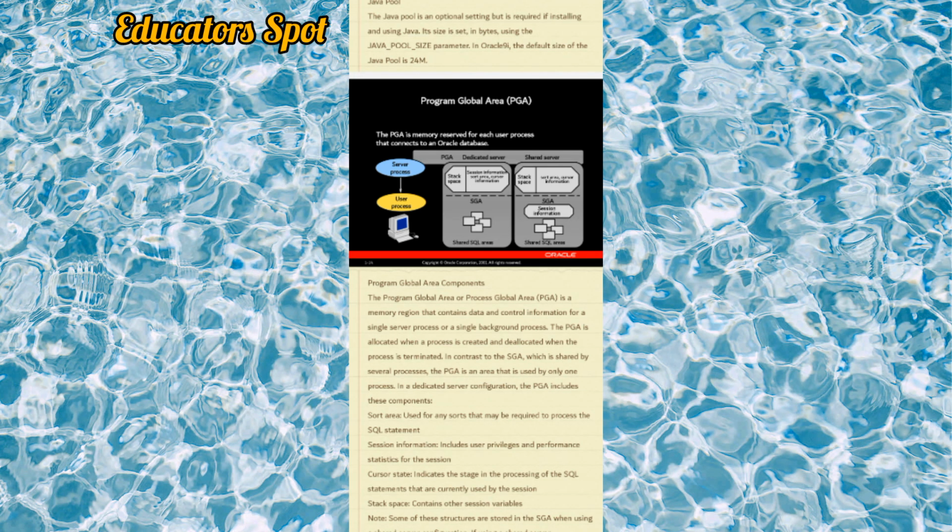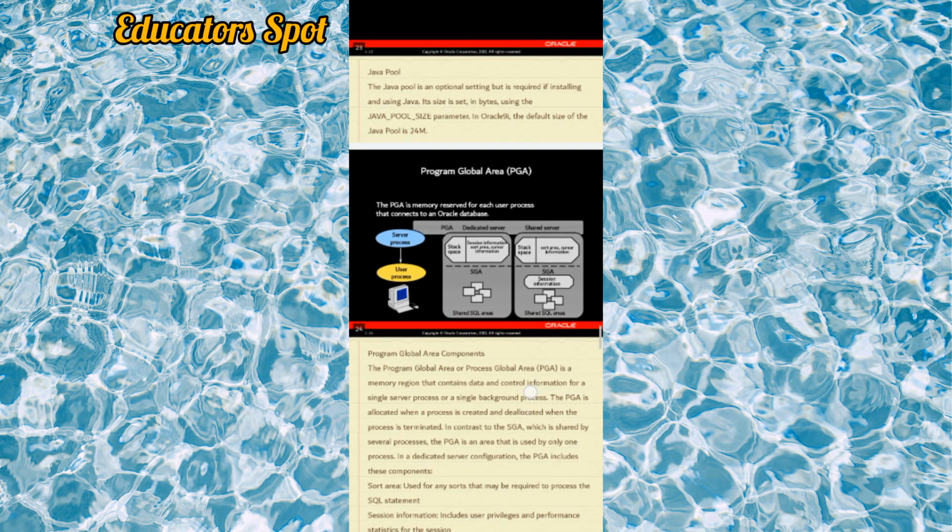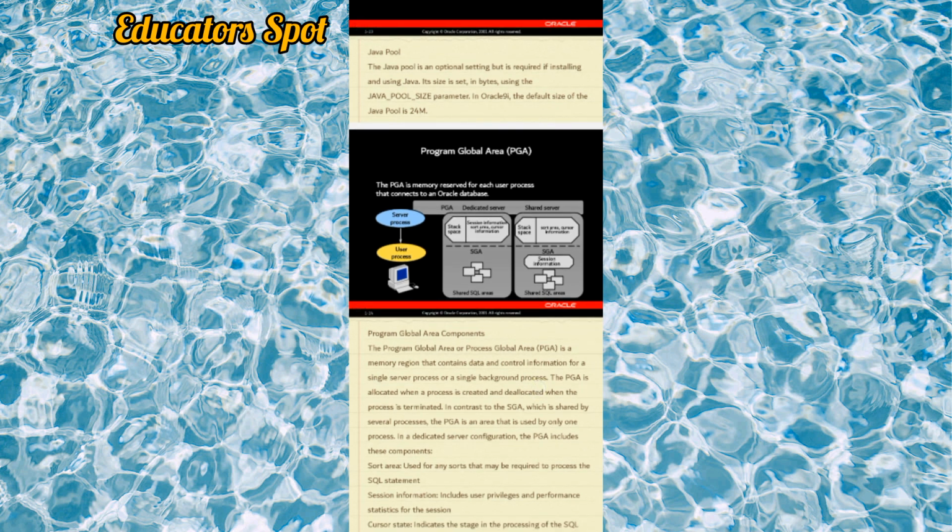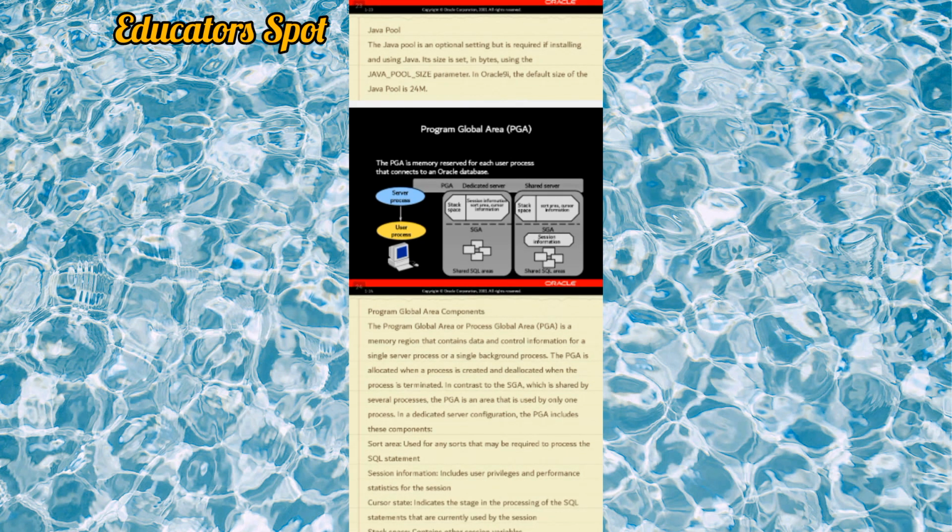It includes the components sort data, session information, cursor state, and the stack space. Sort data is used for any sorts that may be required to process the SQL statement. Session information includes the user privileges and performance statistics for the session built between the server process and the user process. Next we have the cursor state, which indicates the stage in the processing of the SQL statement that is currently used by the session. Next we have the stack space, which contains the other session variables.